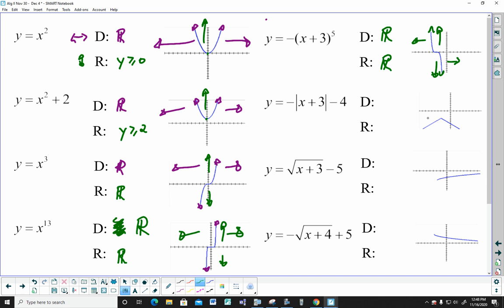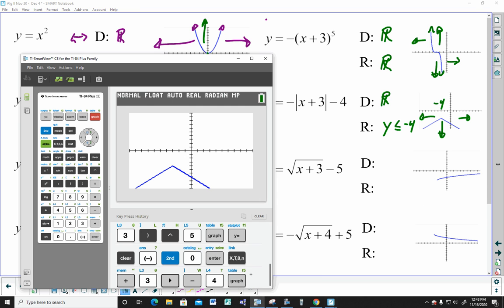Will this go as far left as we want? Yes. Will it go as far right as we want? Yes. So the domain is all reals. Range, will it go as high as we want? No. It looks like -4 is as high as it will go, but it will go as far down as you want. So the y's are less than or equal to -4. Okay? Square root graph. Lots of them to show you guys.